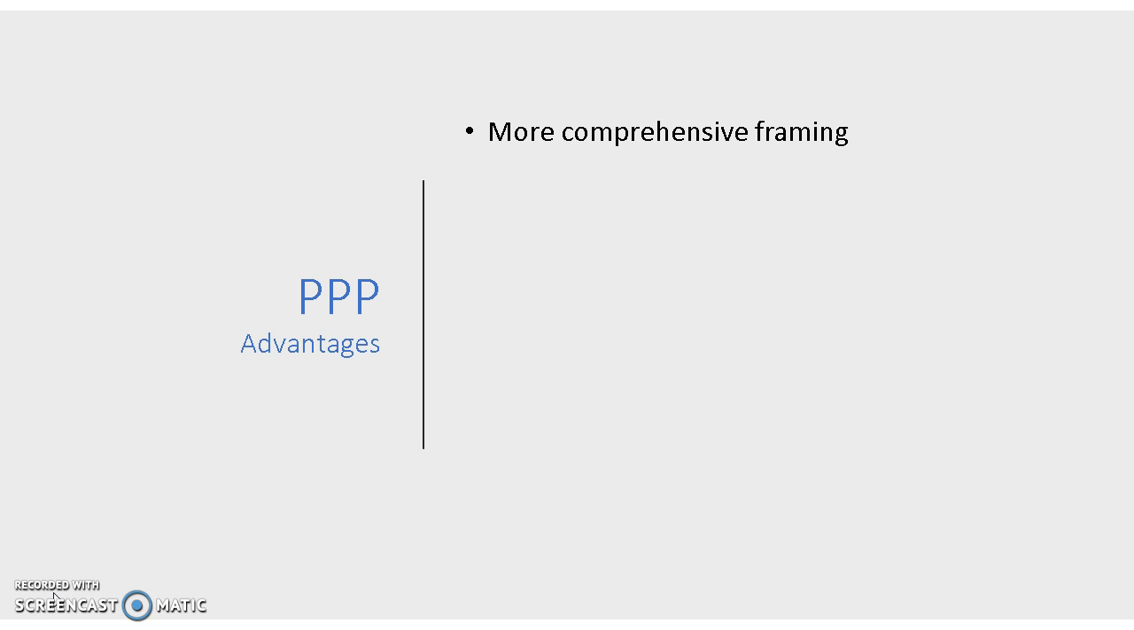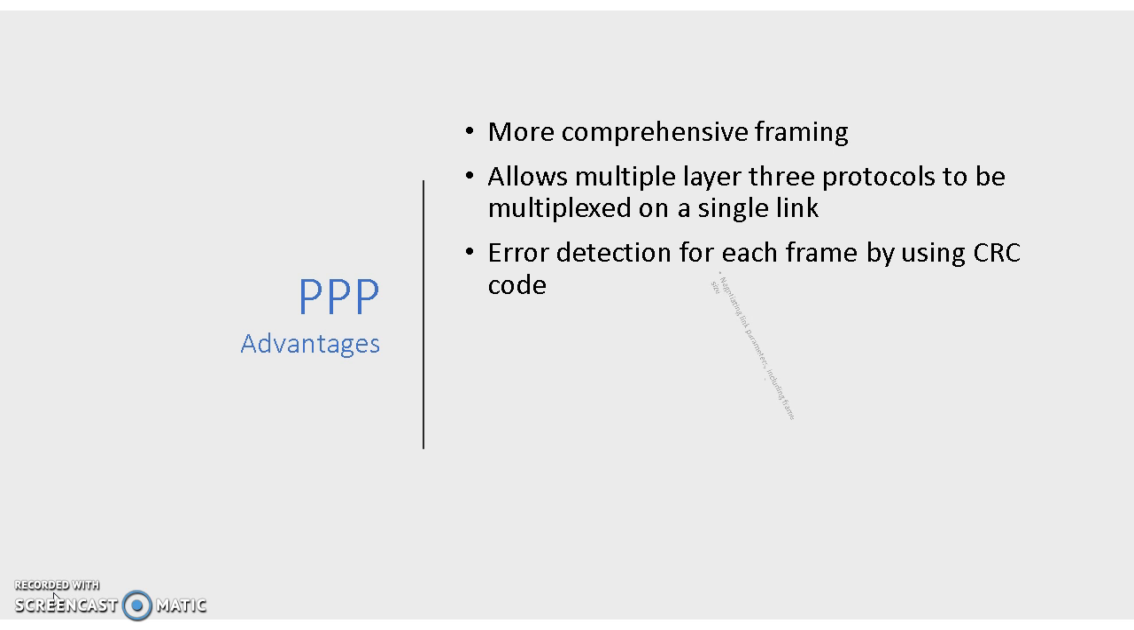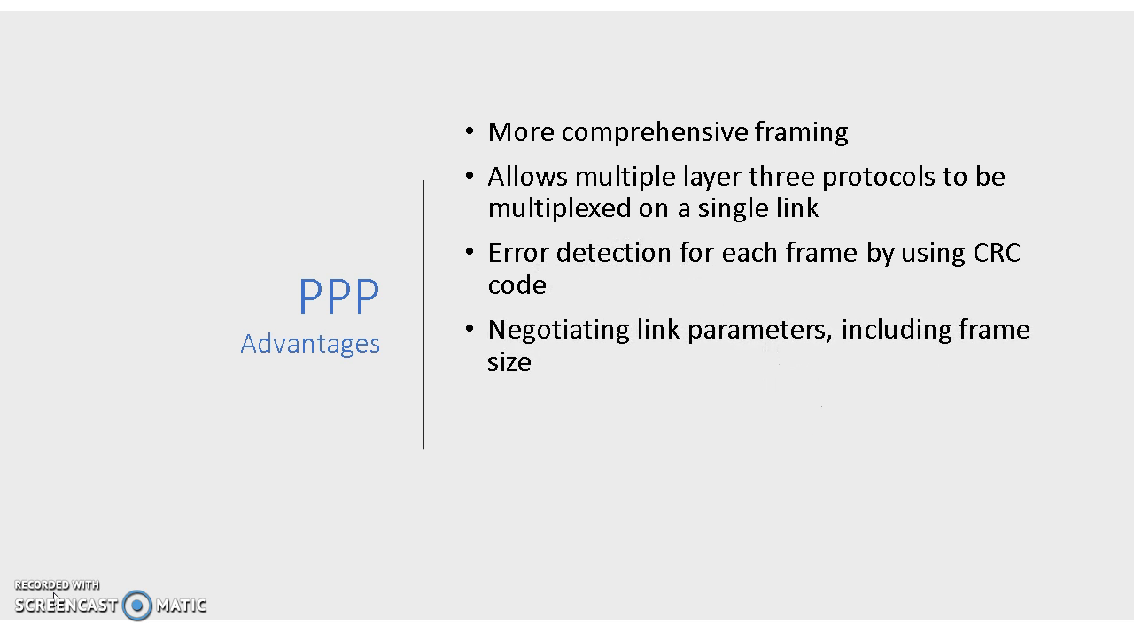The advantages of point-to-point technology: it's a more comprehensive framing when compared to SLIP. It allows multiple layer 3 protocols to be multiplexed on a single link, whereas with SLIP you can only transmit one at a time. This can do multiple at one time, hence the asynchronous and the synchronous. It does have error detection for each frame by using a CRC code. It does negotiate link parameters, including the frame size, prior to transmitting.